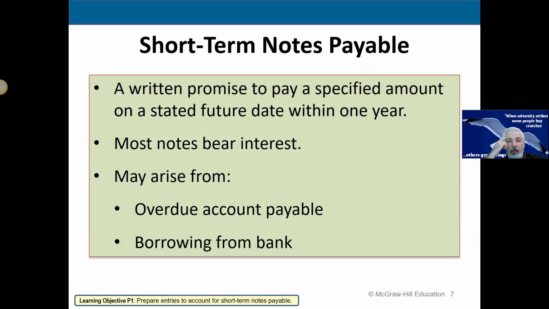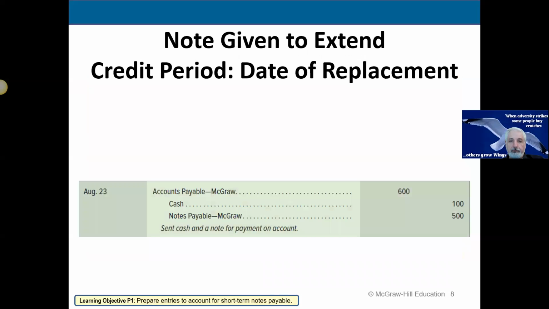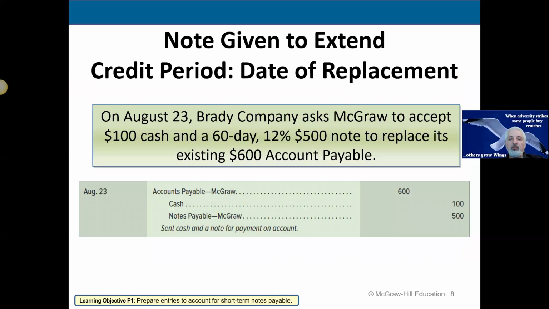And then a short-term note payable. It's an interest-bearing note. It may arise from an overdue accounts payable or a bank borrowing or other note borrowing from a vendor or supplier or an owner, company owner. You may be borrowing money to do that. So notice the 60-day note, 12%. And remember, we've talked about interest rates. Is that a 2-month interest rate or a 12-month interest rate?